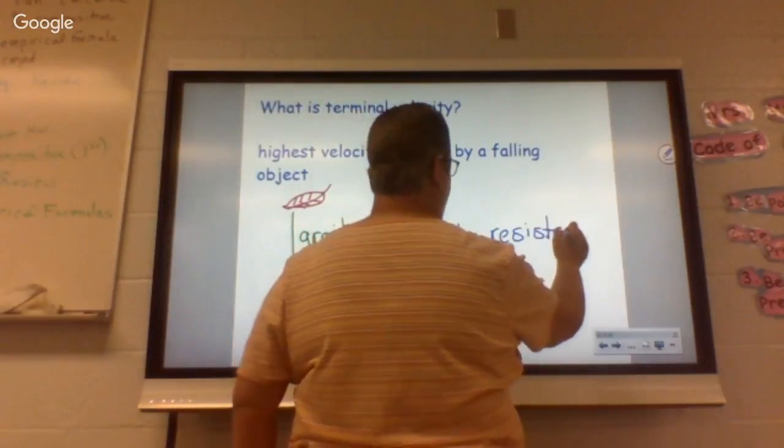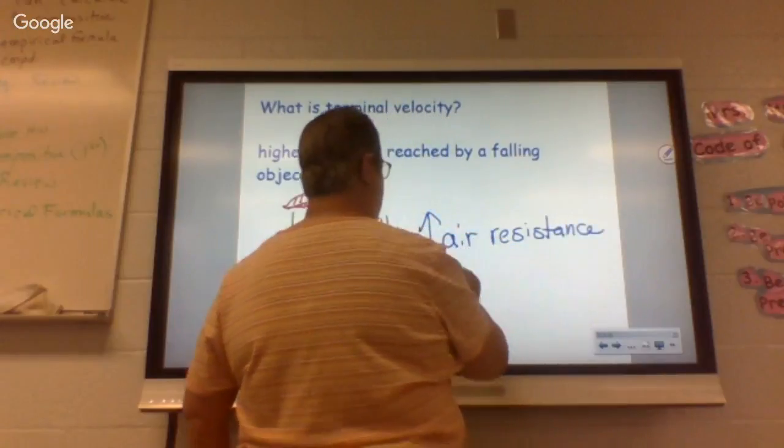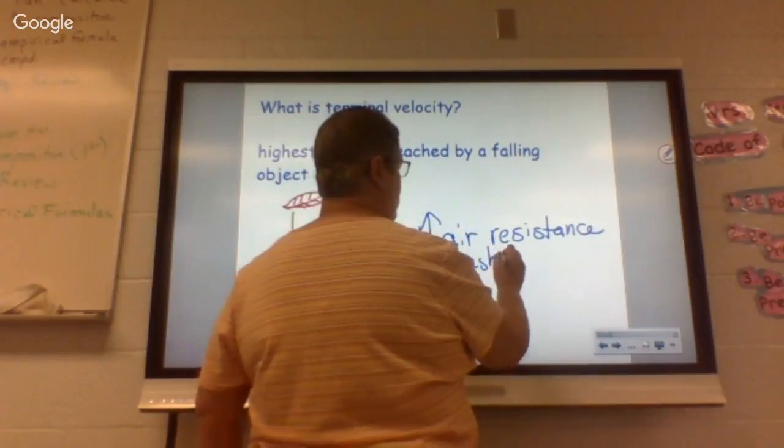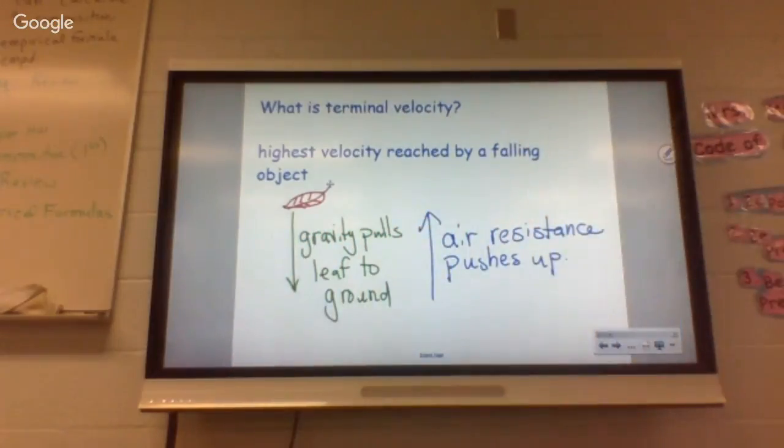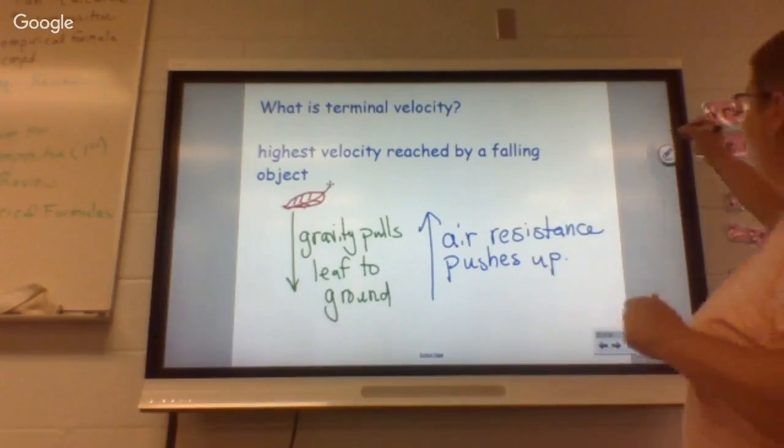Air resistance pushes up. So gravity pulls the leaf or the paper down. Air resistance pushes the leaf or the paper up. We could even have used a feather. I just can't draw that well. The leaf is bad enough.